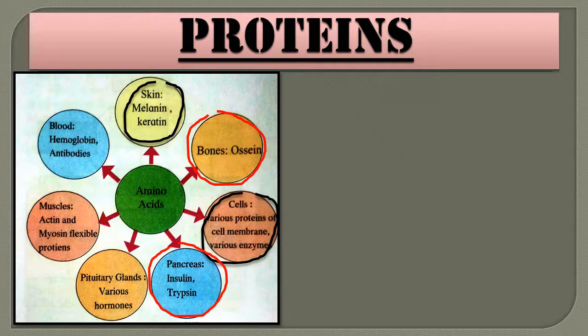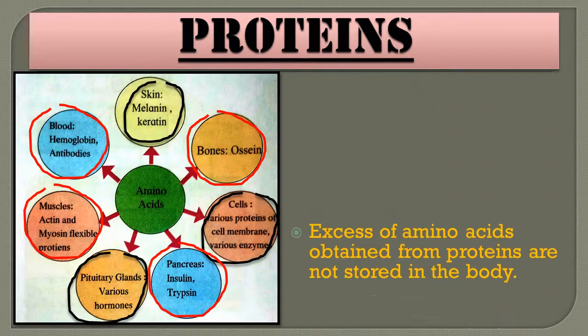So insulin is a protein related to diabetes. If there is any imbalance in the production of insulin, the person may become diabetic. And next is the pituitary gland. The pituitary gland produces various hormones by using different types of amino acids. And muscles will produce actin and myosin, the flexible proteins. And the main proteins of the blood are hemoglobin and antibodies, which are required by our body.